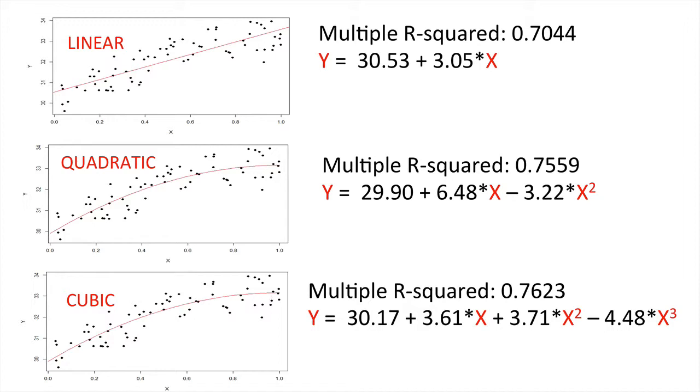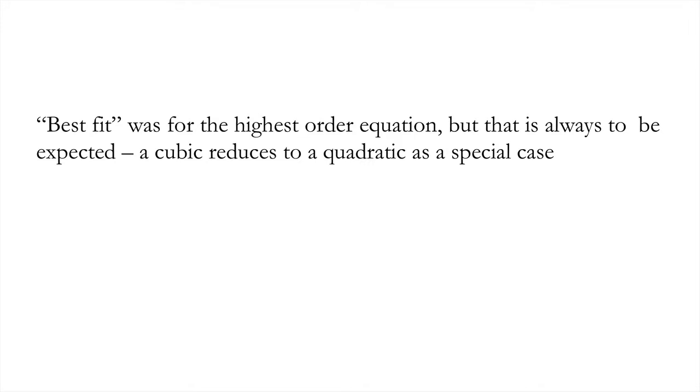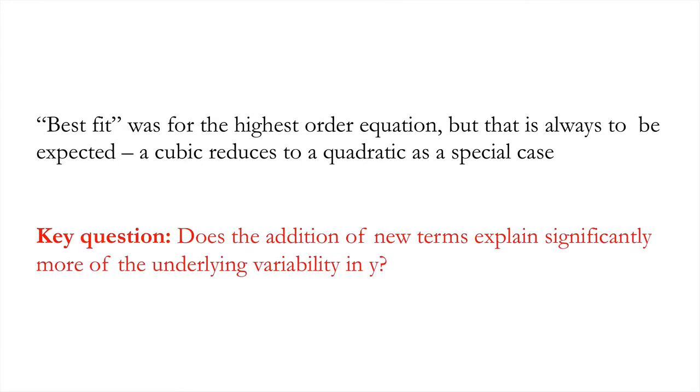Should we be using r squared as a criterion for deciding when to stop fitting a more complicated model? Well, no. In the context of polynomial regression, a higher order polynomial will always explain more of the variance than a lower order model. That is because the higher order model will collapse to a simpler model by setting one of the terms to 0. So the best fit was for the highest order equation, but that's always to be expected. Cubic reduces to the quadratic as a special case.